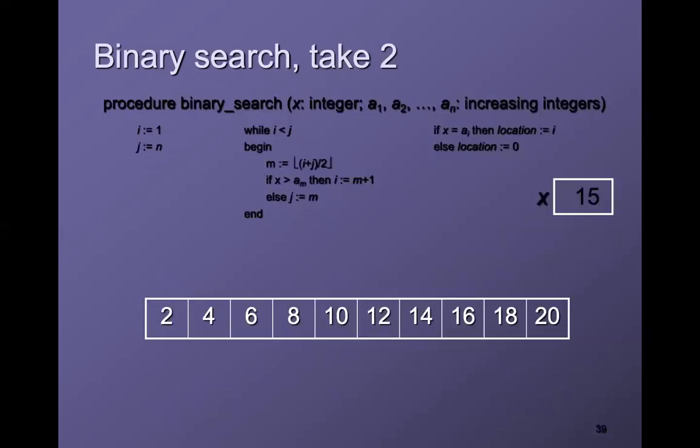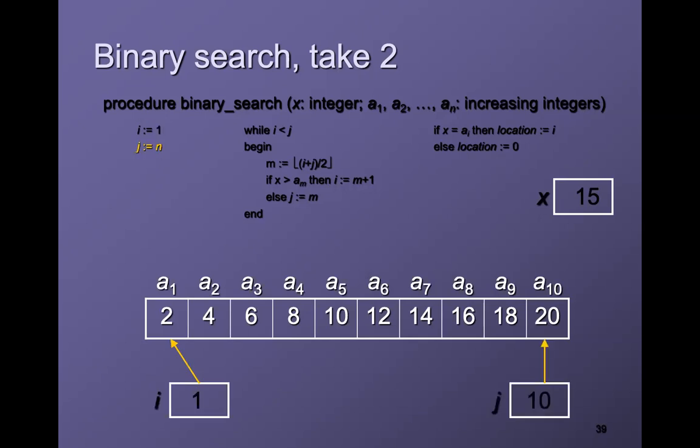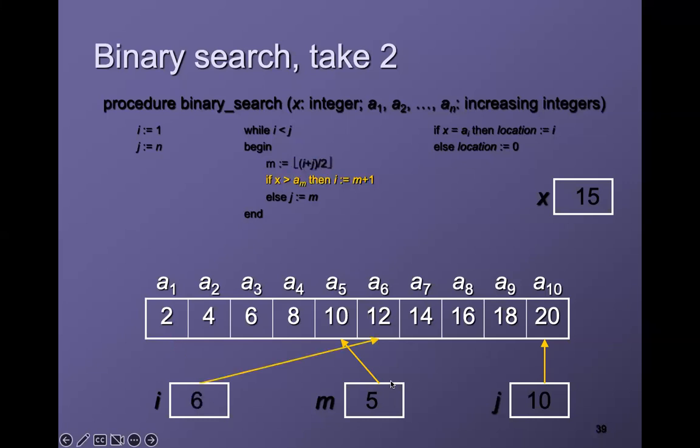Now we have another example. Suppose we are looking for x equals 15. So we are going to set the initial conditions i equals 1 and j equals 10, or the first and the last in the list. And next we are going to divide the list by looking for the middle element and compare the middle element with the number that we are looking for. Since 15 is greater than 5, then we will discard the first half and focus on the second half, because it's most likely that the number is in the second half.